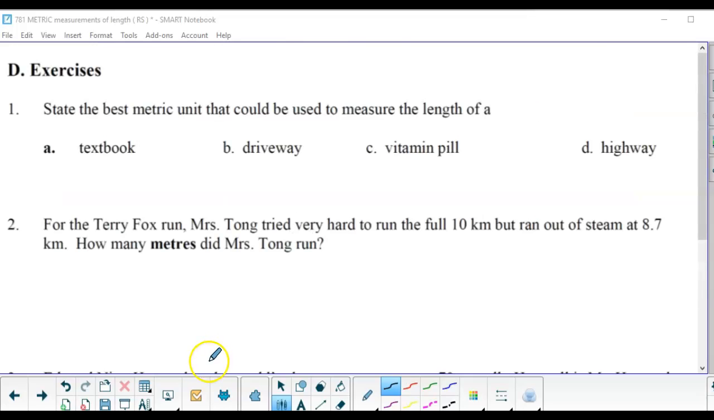Okay, and then these are just exercises for you to do. The answers are at the bottom of the page, so I'm just going to leave those for you to practice and check at the bottom.